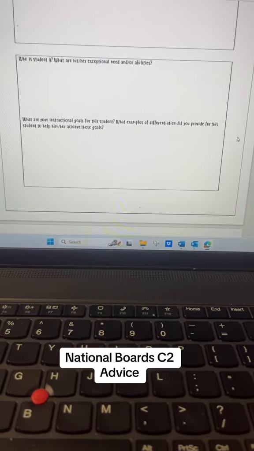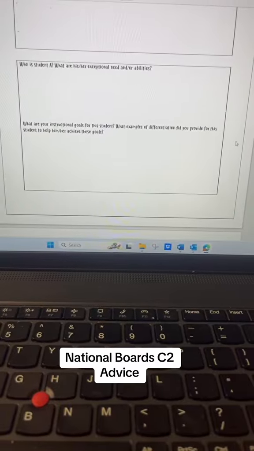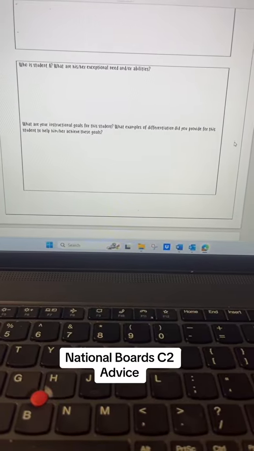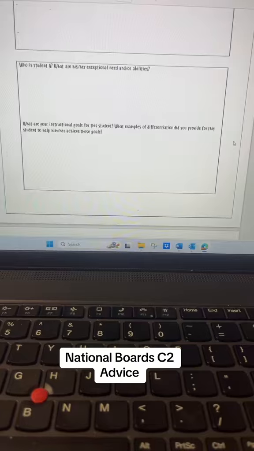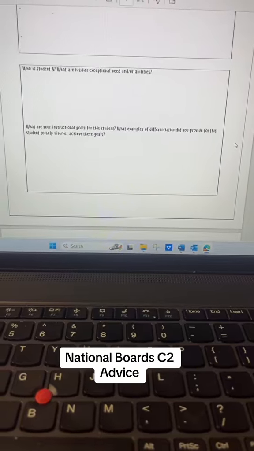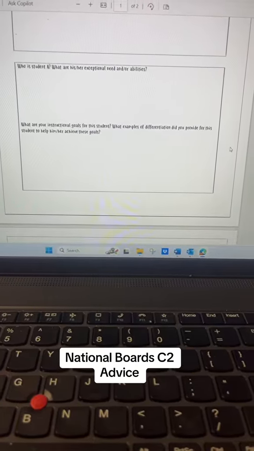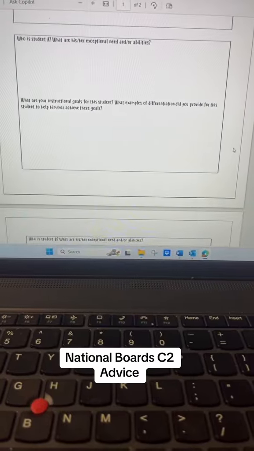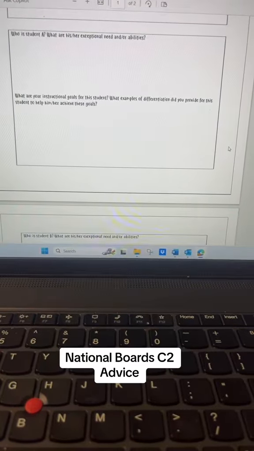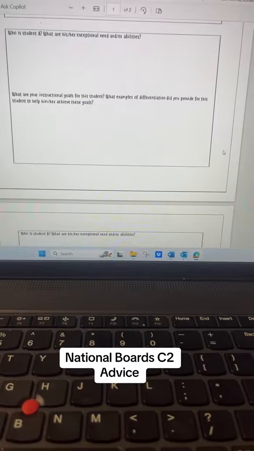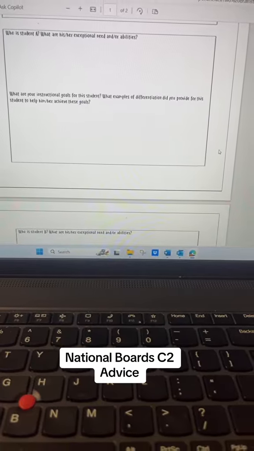Who is student A? Most often in the certificate areas, they're going to ask you to choose two students, and then in the written commentary, they ask you about their exceptional needs or their abilities, and you have to go in depth on that. So this helps you brainstorm that. Also, what are your instructional goals for this particular student? And what examples of differentiation did you provide for the student to help him or her achieve these goals?